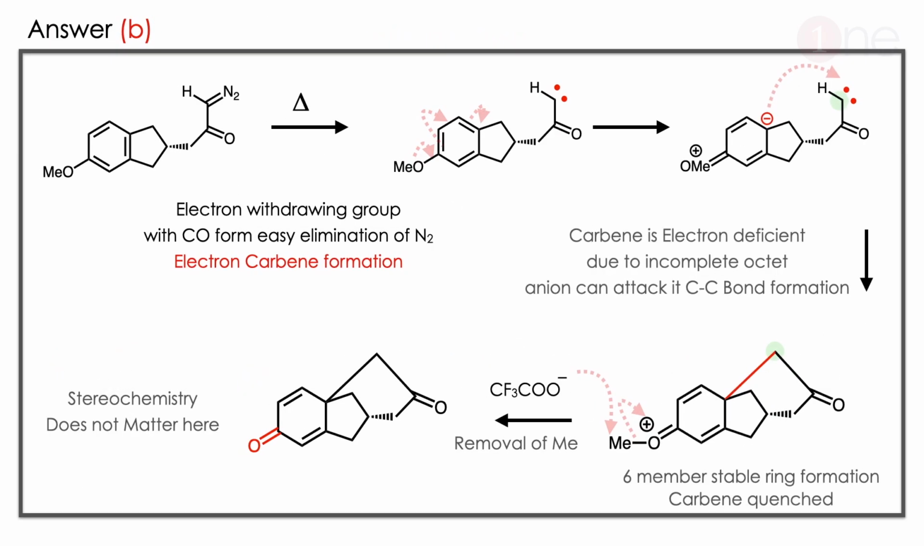The answer is B. Let us see how. Here the N2, or you can say azo, is near the carbonyl group, and you are using heat. From the synthesis of carbene you might know that if there is any electron withdrawing group near the N2, it leads to the formation of carbene. This is a very important one. The pulling group promotes the formation of carbene. So carbene is formed there.